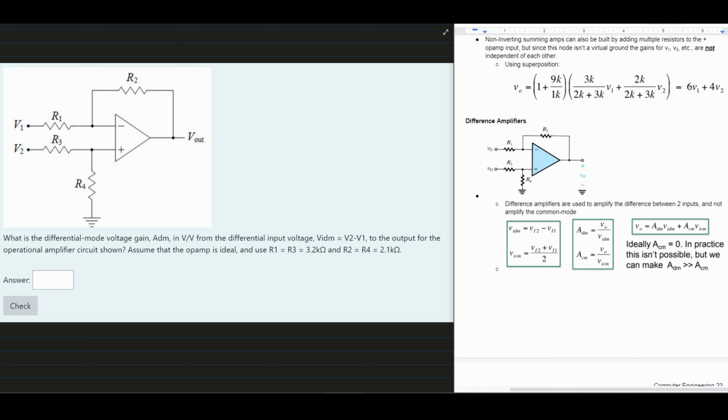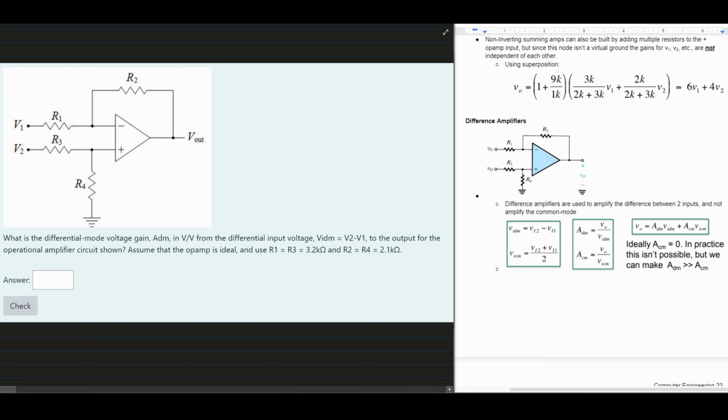In this problem, we're asked what is the differential mode voltage gain, ADM, in V over V from the differential input voltage. We have our VIDM, and that's equal to V2 minus V1, and we can get that from the notes over here. That is our inputs to the output of the operational amplifier circuit shown. We can assume our op amp is ideal and use the fact that R1 is equal to R3.